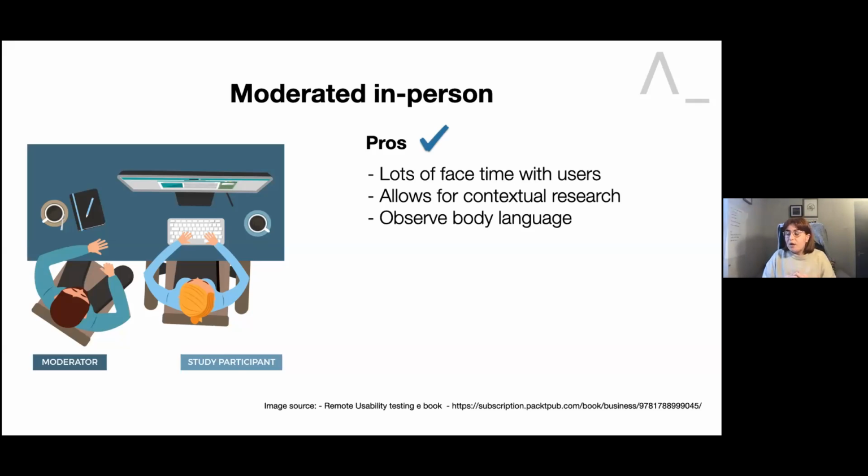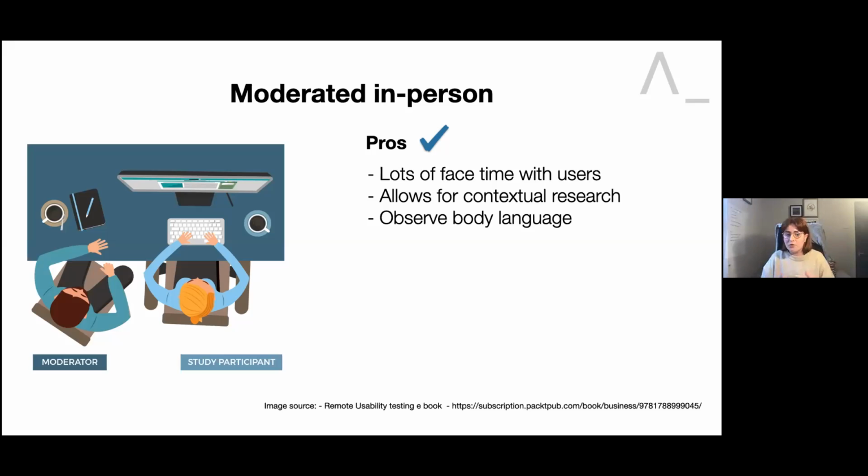Some of the reasons why we would tend to use moderated in person is that it gives you lots of face time with your users, and it really allows you to empathize with your users because you're actually seeing them interact with the interface. It also gives you a chance to get that really important contextual research. So when we say contextual research, we mean what's the environment around the user when they typically interact with the interface, or when they are looking to interact with the product.